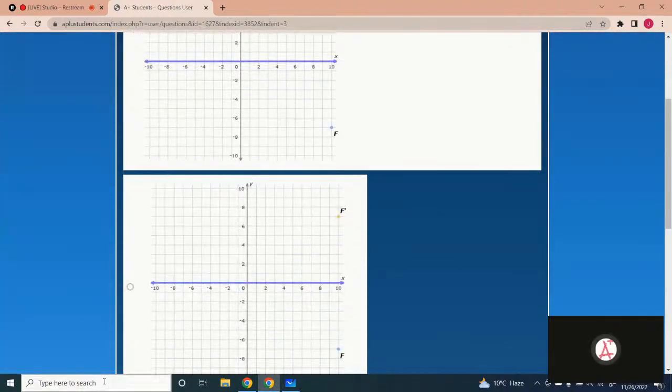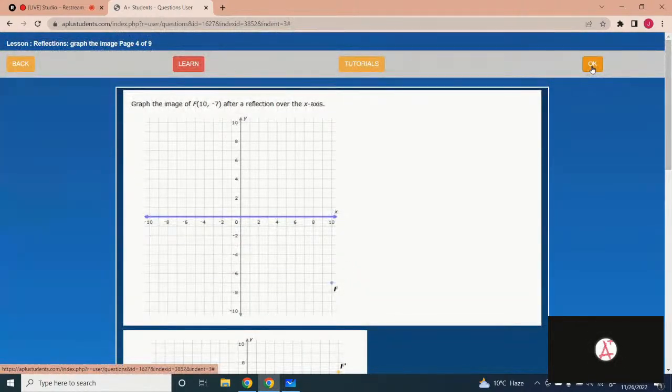So that is the first option. Got it? Just select the correct option and click on the OK button.